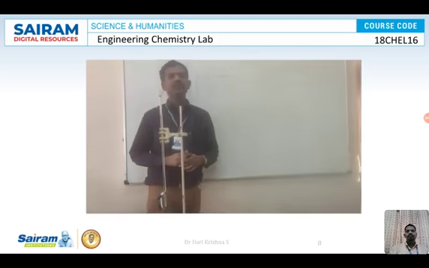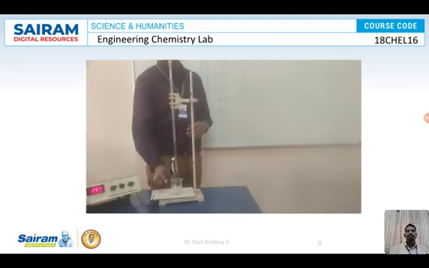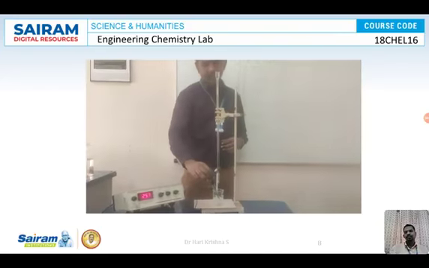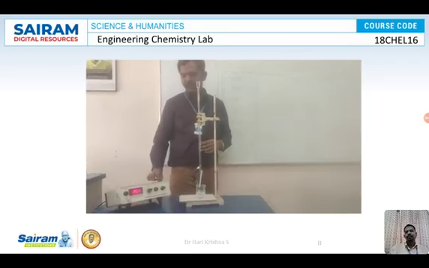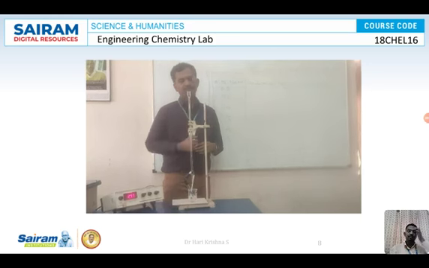We are going to estimate a mixture of acids. So we will take 50 ml of the mixture of acids in this and NaOH in the burette. We will take the conductivity cell and connect it to the conductivity meter over here. We will add NaOH in increments of 0.5 ml.